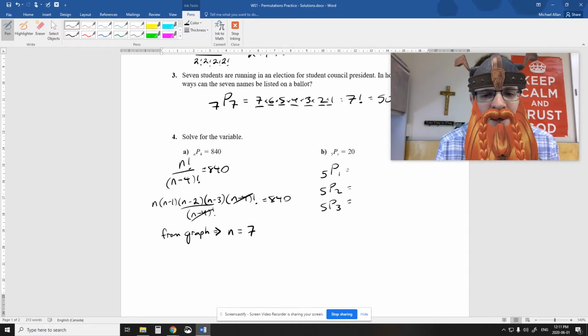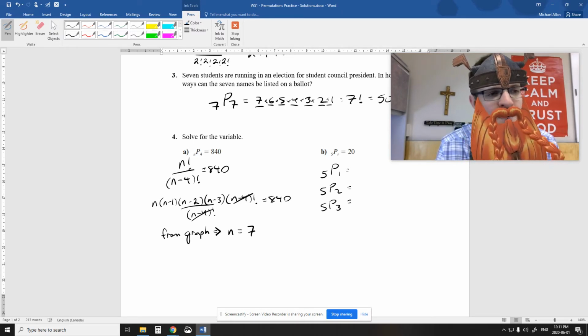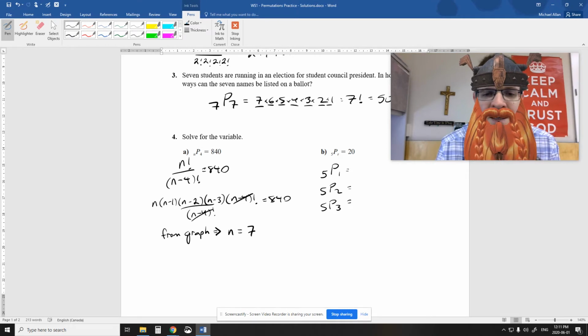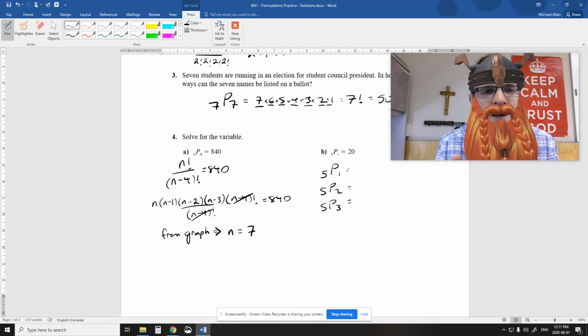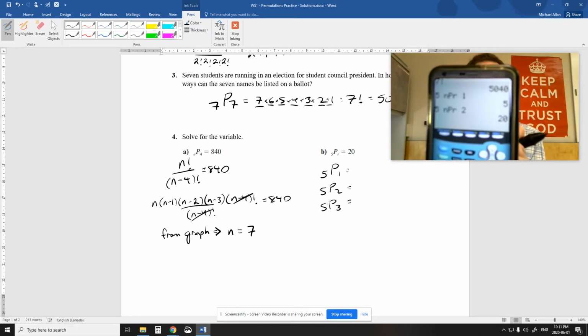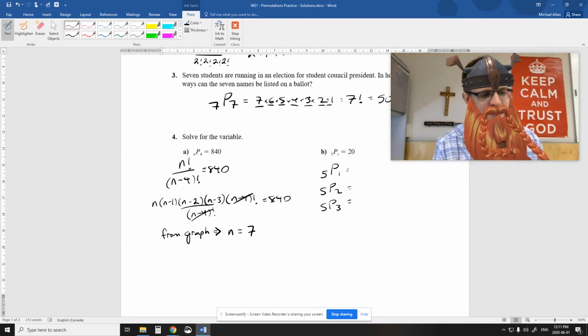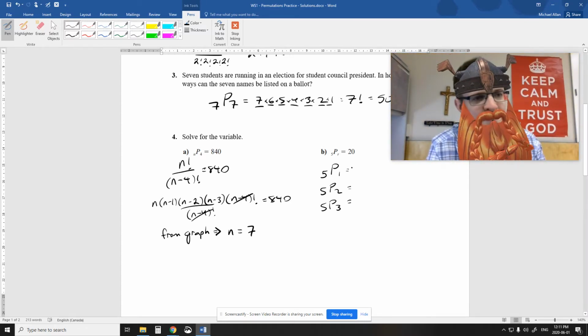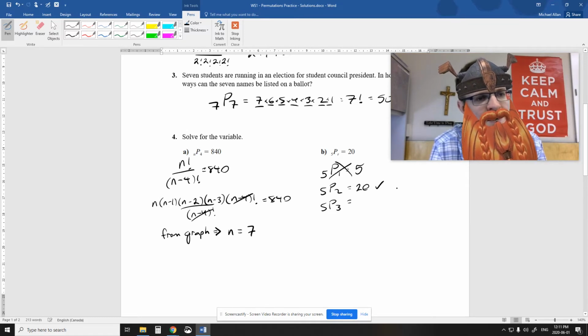You could try to graph it. I just tried my calculator recently, and it doesn't let me graph permutations nicely. But if I just go through and guess, my second guess there, the 5P2 ends up being 20. So the first one ends up being 5, which is not going to be my answer. This one ends up being 20, so n is equal to 2.